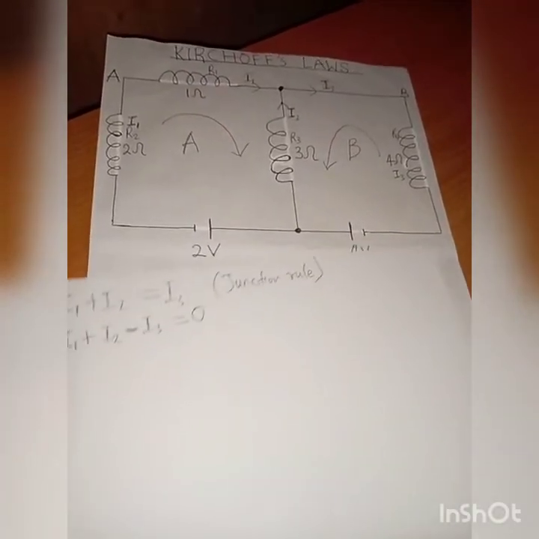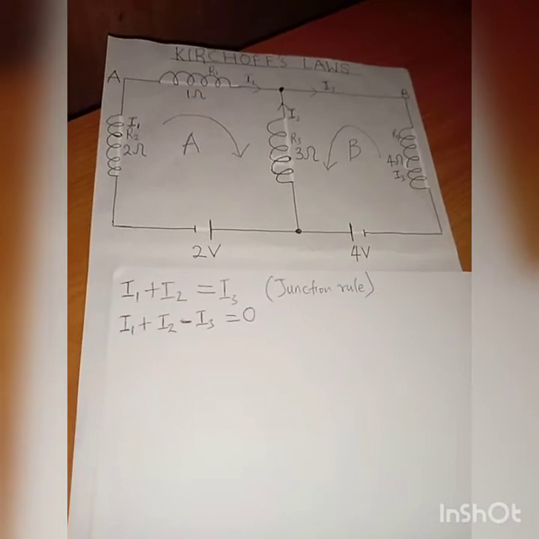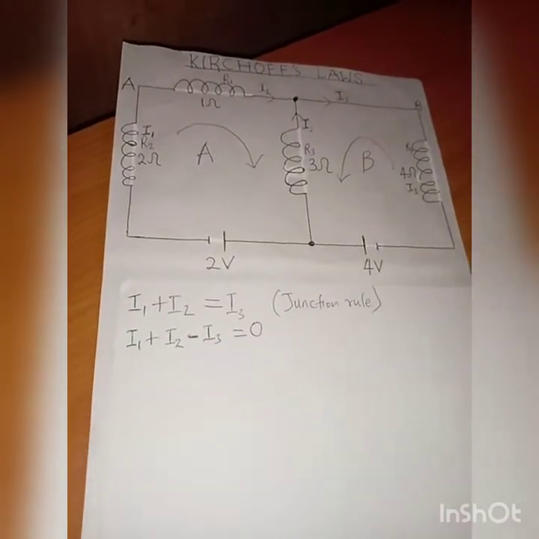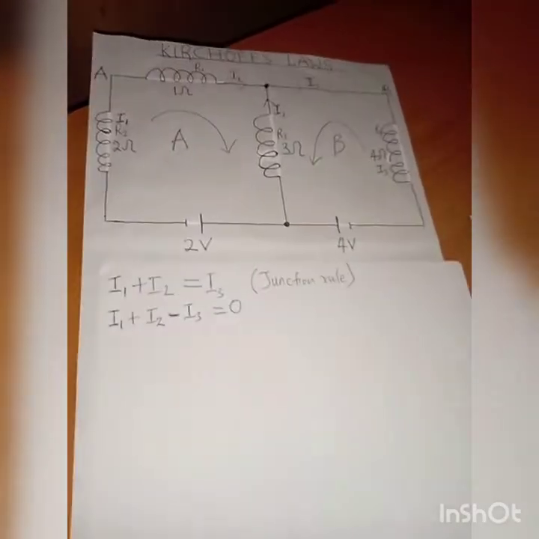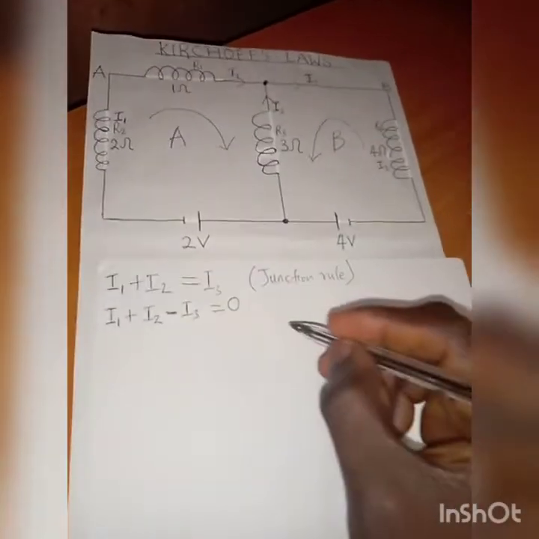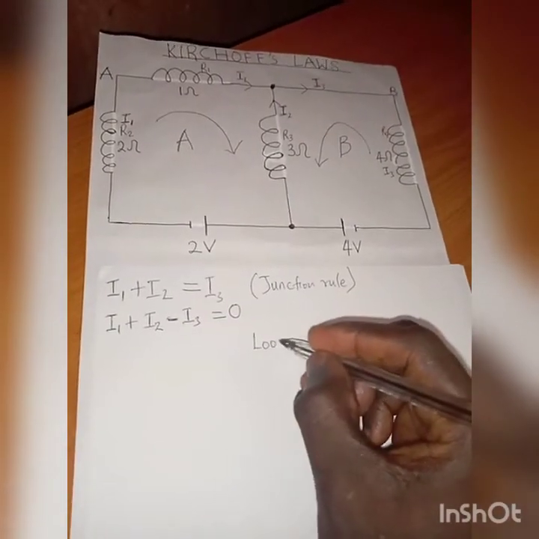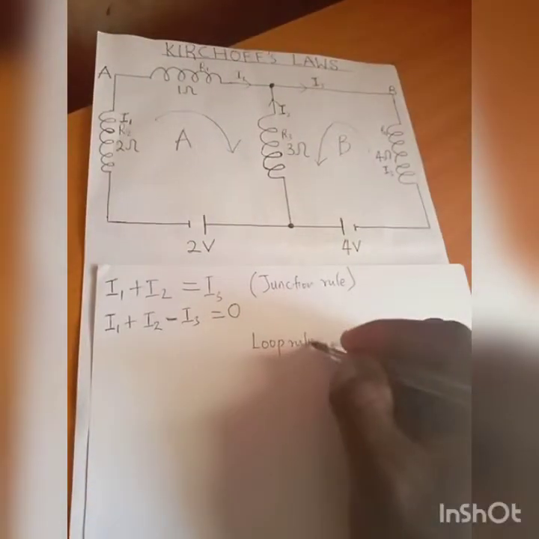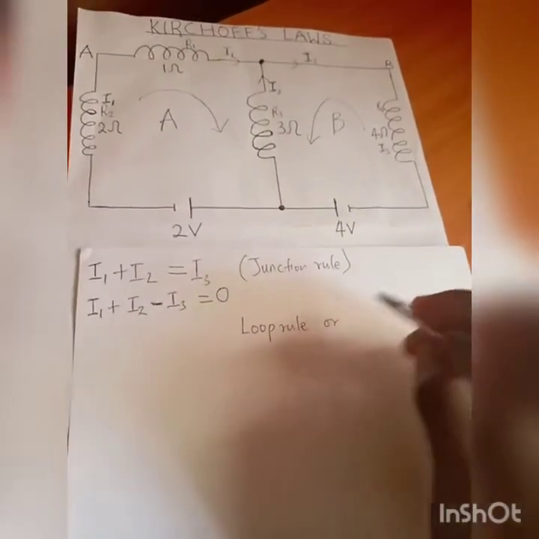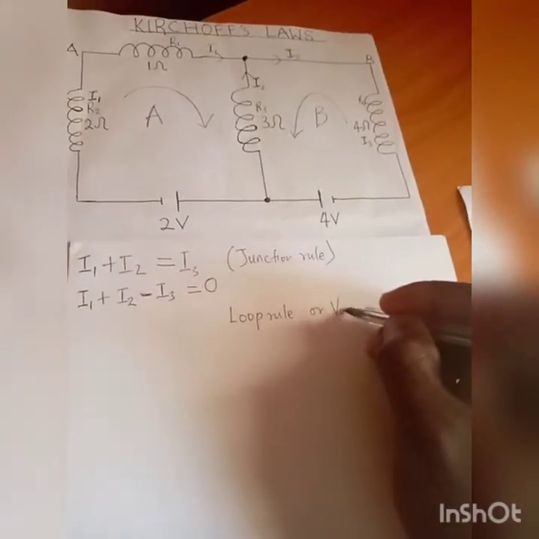Now, once you are done with this, next thing you do is you go for the second rule, which we call the loop rule. The loop rule or the voltage rule.